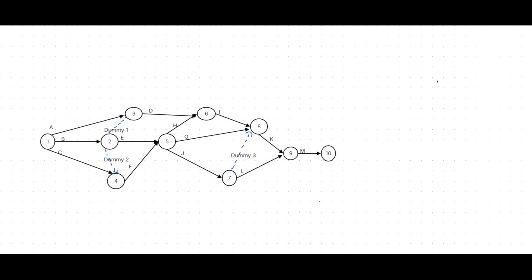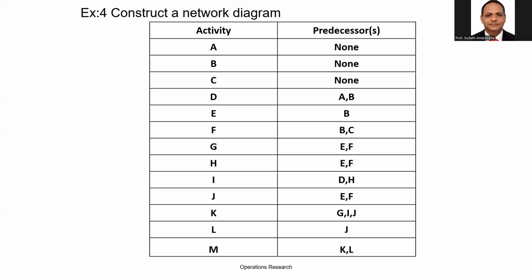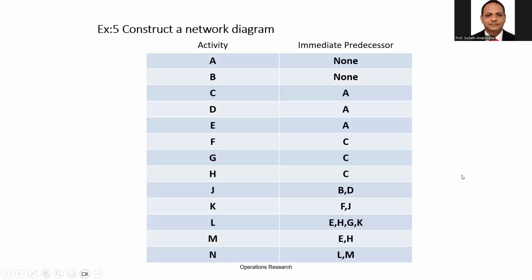Now we have come to example number 5. Okay, that's so easy. A none, B none, C, D, E all need to complete A. F, G, H need to complete C likewise. Okay, go ahead yourself. First draw yourself, then after that, let me know.